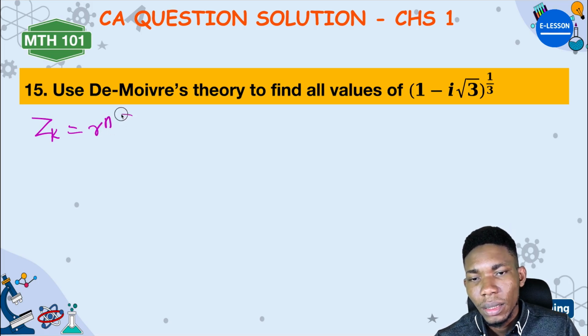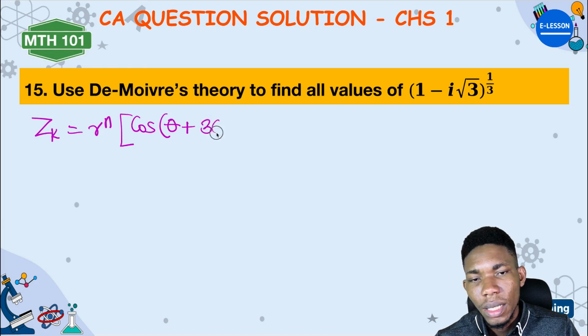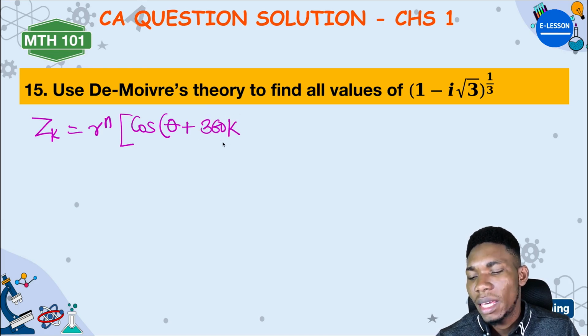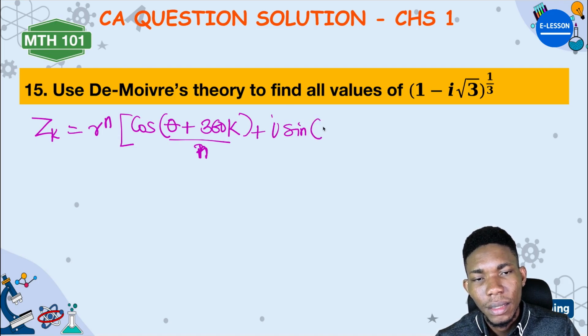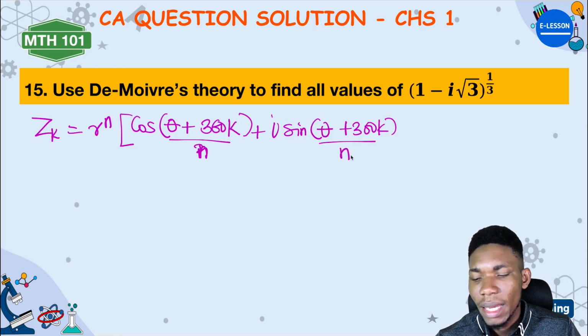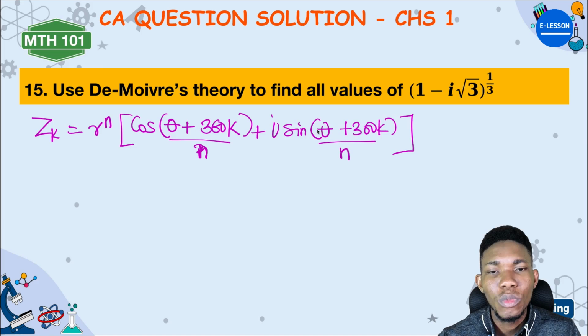1 over n, in bracket cos of theta plus 360 multiplied by k, all divided by n, plus i sine of theta plus 360 multiplied by k, all divided by n. This is what de Moivre's theorem is. This is in degrees. De Moivre's theorem in degrees is all about this.